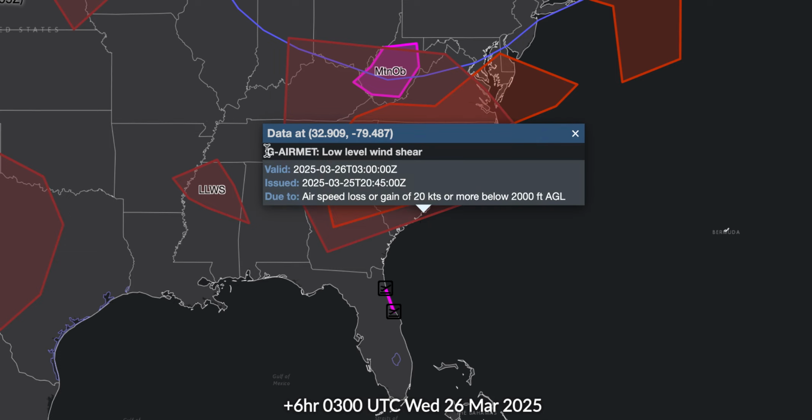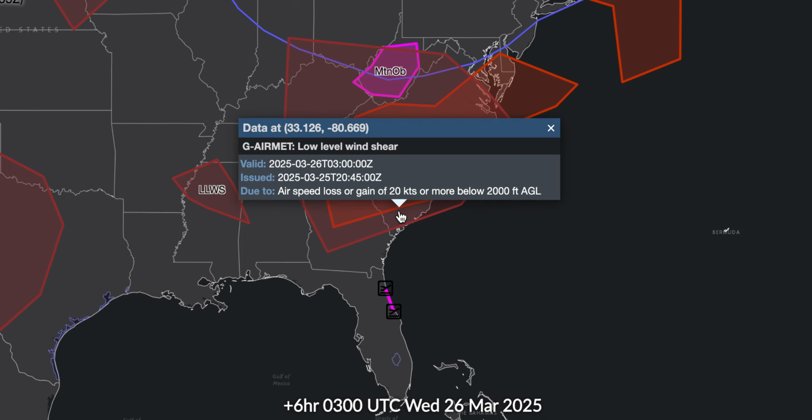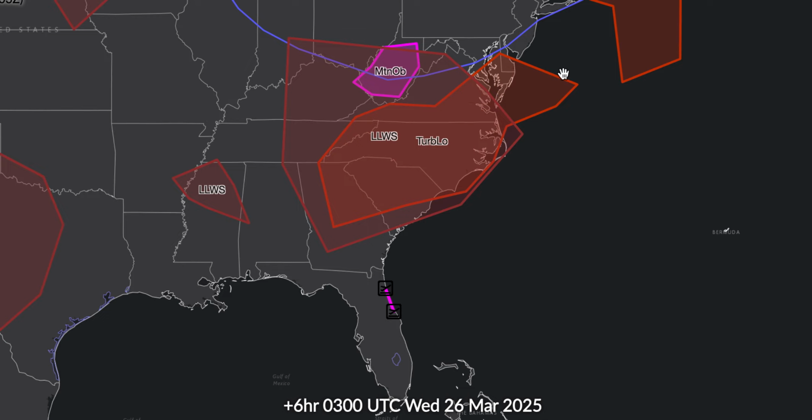So, G-AIRMET, low-level wind shear due to airspeed loss or gain of 20 knots or more below 2,000 feet AGL. That is clearly dangerous because 2,000 feet AGL is low to the terrain, right? Now I know at sea level and 2,000 feet, you have 2,000 feet of buffer room, but still that could potentially pose a threat. But again, it's north of our flight plan here.